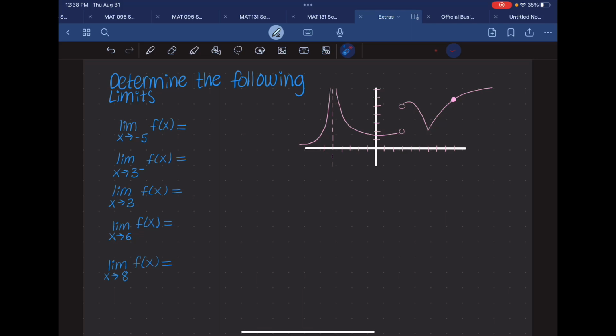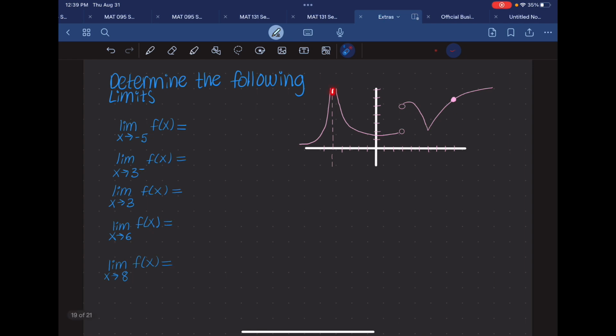Okay guys, so we're going to talk about how to determine limits looking at a graph. So for our first one, we are looking at the limit as x goes to -5 of f of x. And so we're going to look at when x is equal to -5, which is right here. And we're going to look at what our function is doing around here.